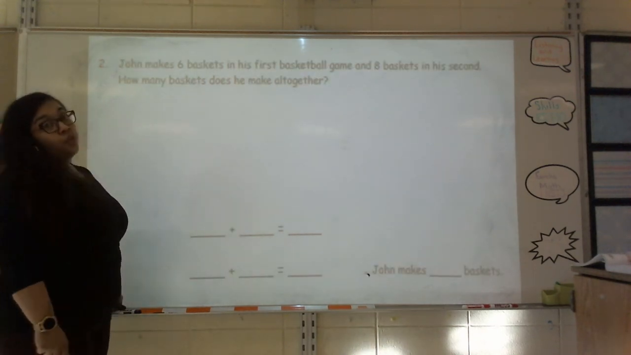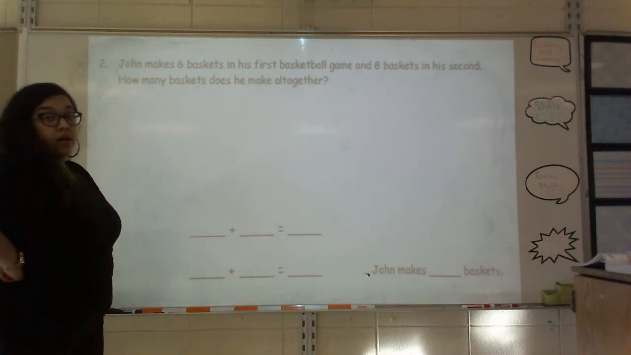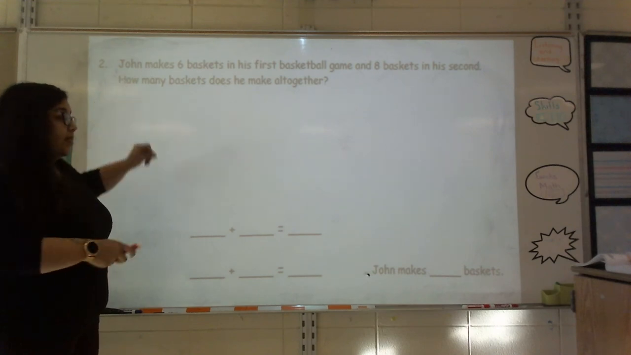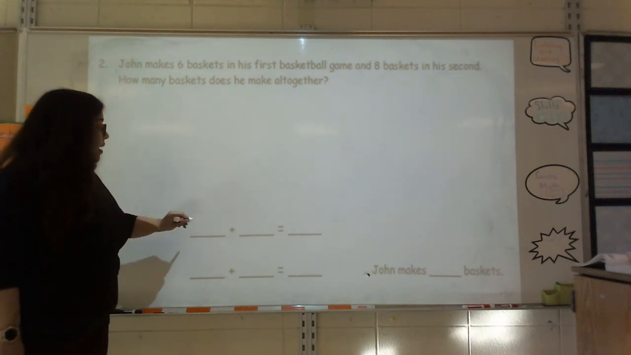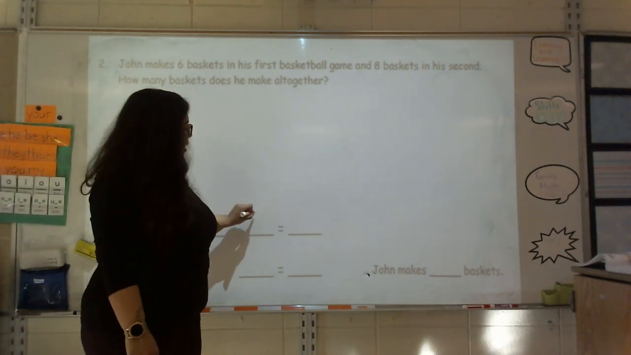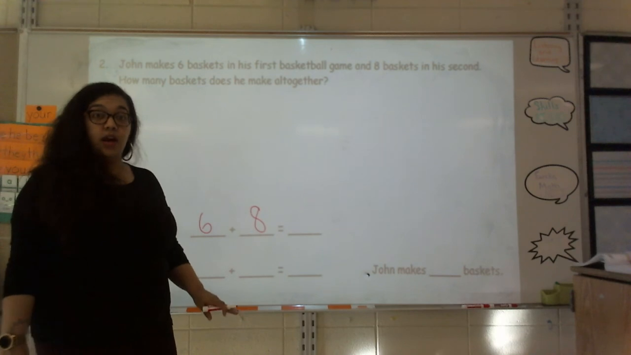All right, number 2 reads, John makes 6 baskets in his first basketball game and 8 baskets in his second basketball game. How many baskets does he make altogether? Well, let's write a number sentence that matches how we received the information. We know he made 6 baskets in his first basketball game and 8 baskets in his second. These are things we know.